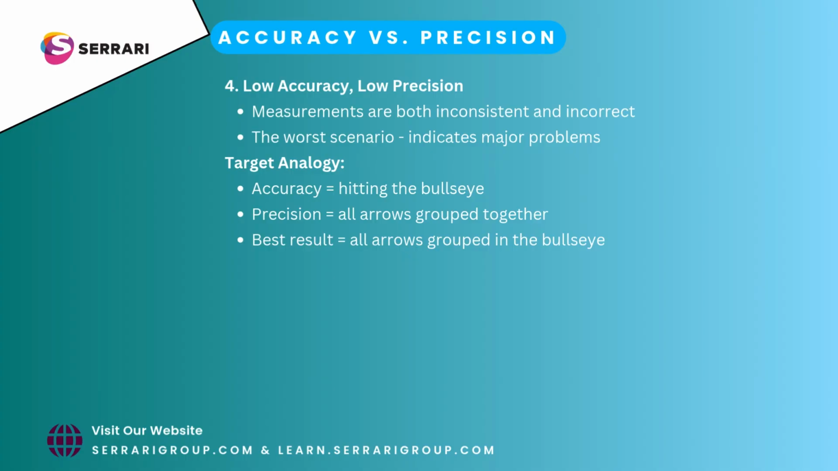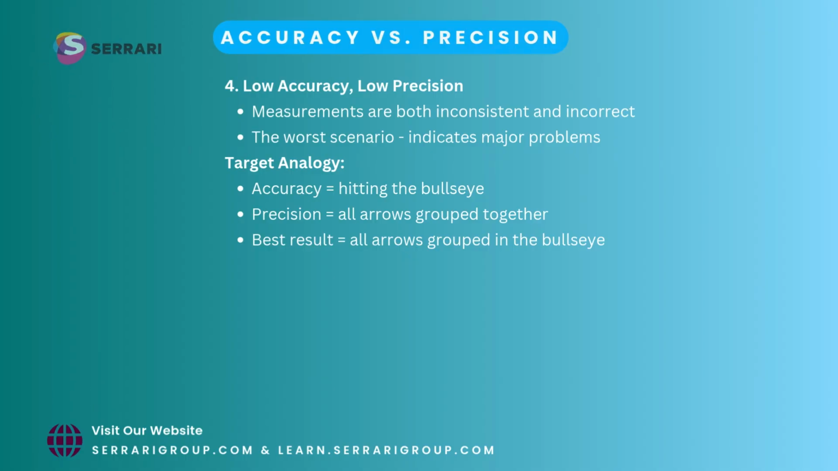Target analogy. Accuracy equals hitting the bullseye. Precision equals all arrows grouped together. Best result equals all arrows grouped in the bullseye.